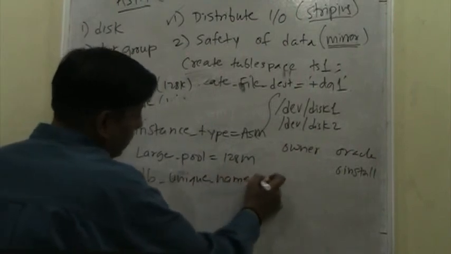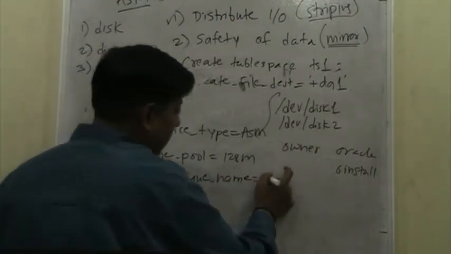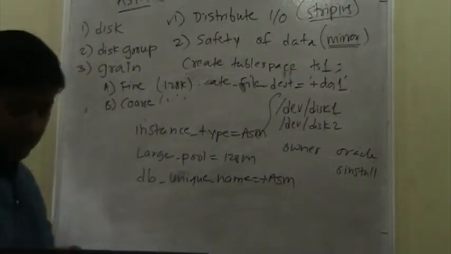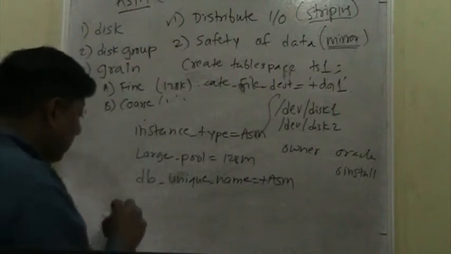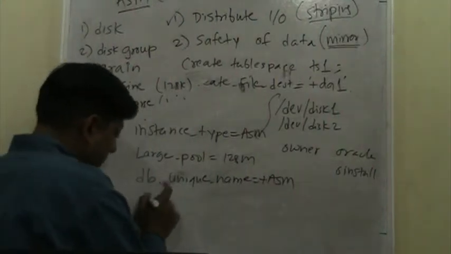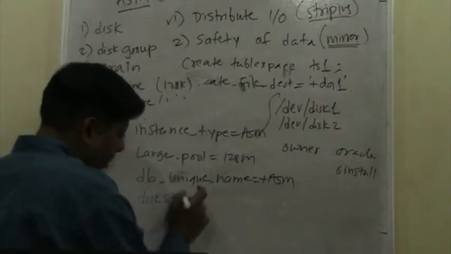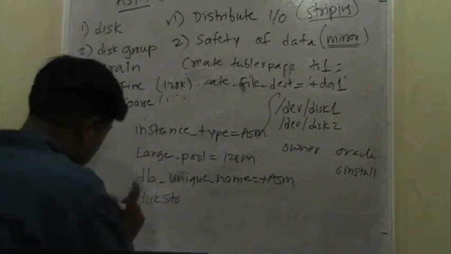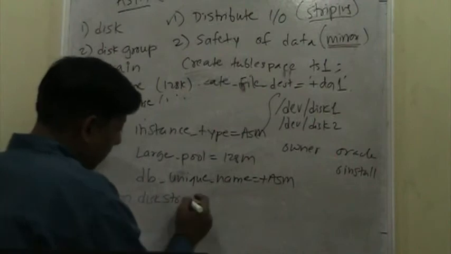This is the name of your ASM instance, and usually by default it is +ASM. It doesn't need to be +ASM, but that is the standard name of the ASM. And then there is one more called disk string. Is it DB disk string? ASM_DISKSTRING, yes, thanks. ASM_DISKSTRING.